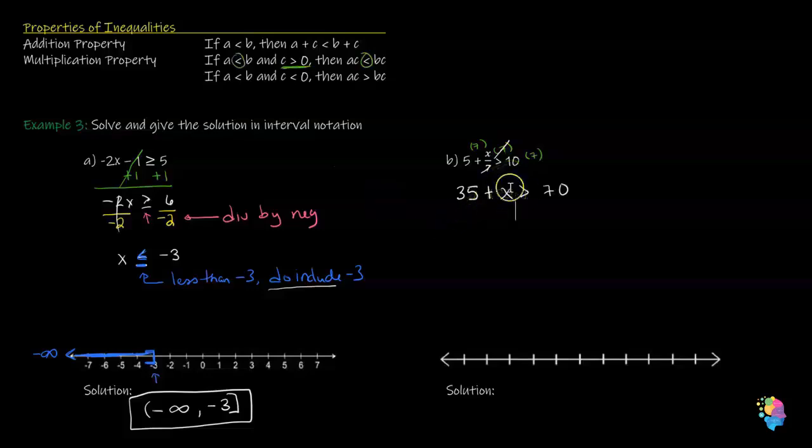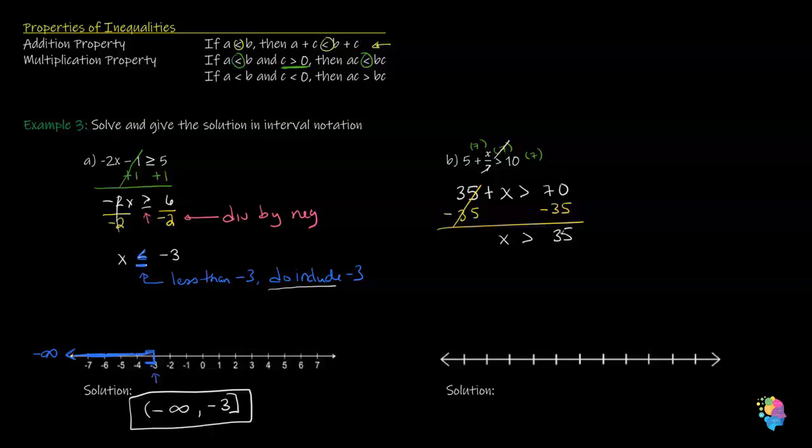Next step, I still don't have the x on its own. I still have this +35 being added. So then I'm going to subtract 35 from both sides. The 35s get eliminated. On the left side, I have an x. On the right side, 70 minus 35 is 35. And because we are subtracting, the inequality stays the same. So this remains greater than 35.